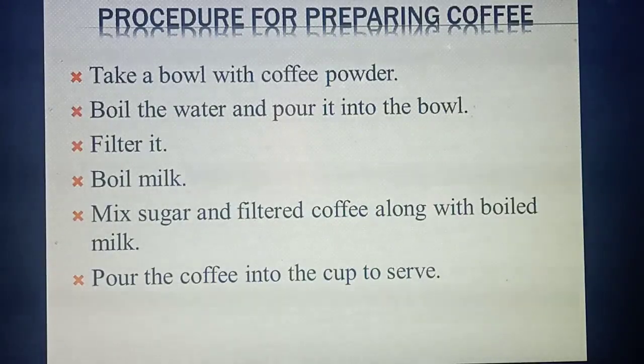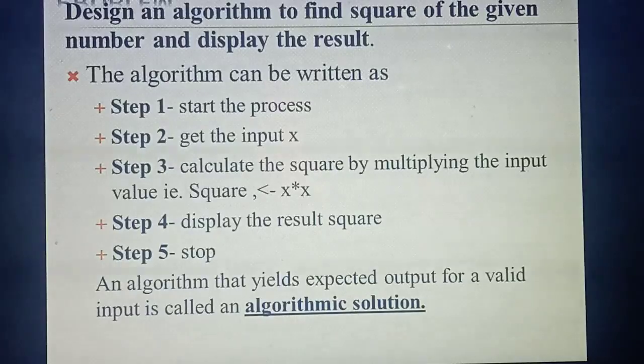Understood? So procedure means, for preparing a coffee you may think it is simple, but this many steps are there. This is the detailed explanation, point by point from starting to end, that you should explain or write. That is called instructions, procedure, or algorithm. Understood? Okay. The next example is given.